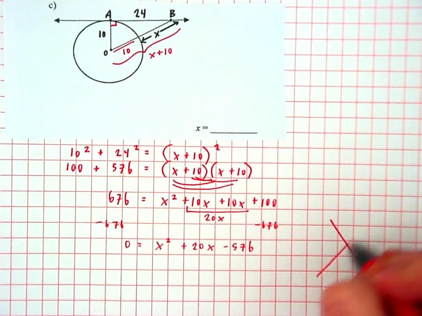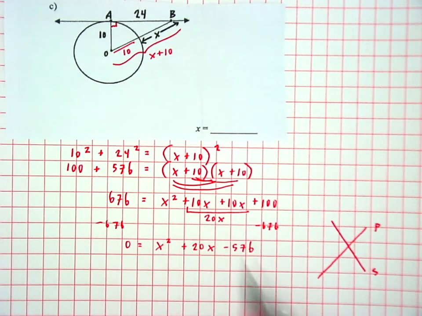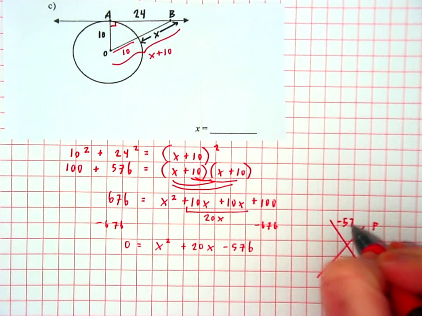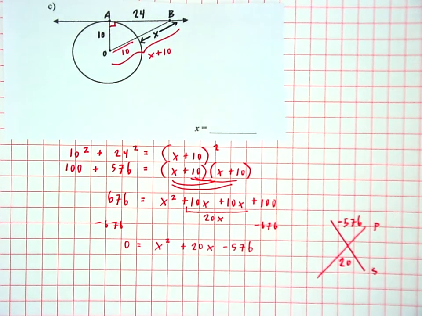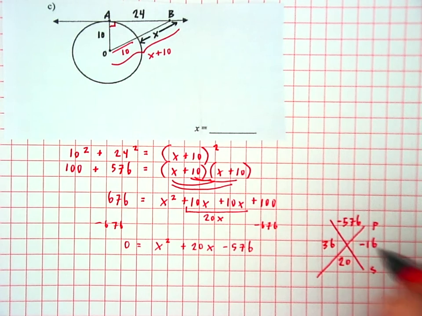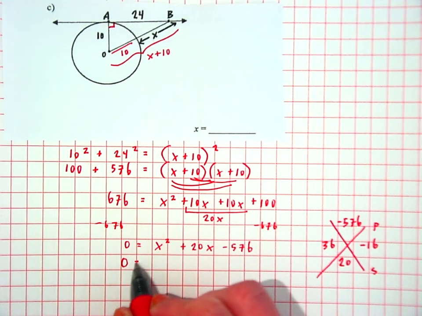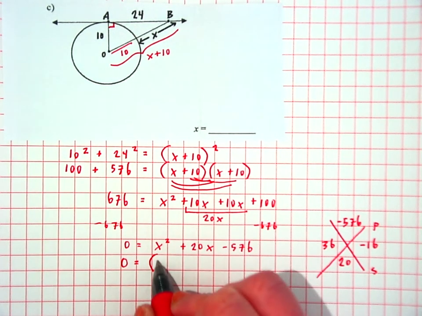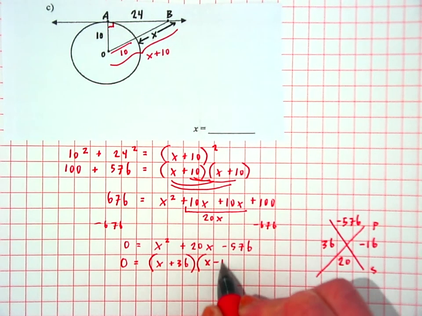So what I'm picturing usually in my head, let me write it out though, is I'm looking for a product of the a times the c. So two numbers that multiply to negative 576 that add to 20. Okay, so you would play with that for a moment, and then hopefully you would come up with 36 and negative 16. So those two numbers multiply to a negative 576, but they add to a positive 20. So as factors, I can write this as 0 equals x plus 36 times x minus 16.